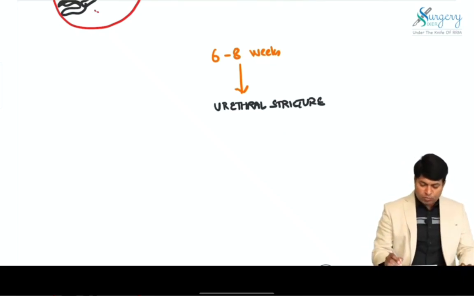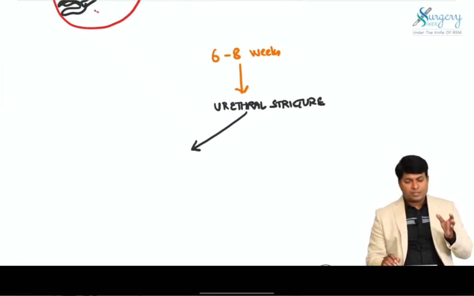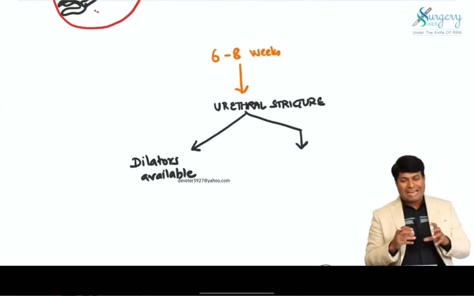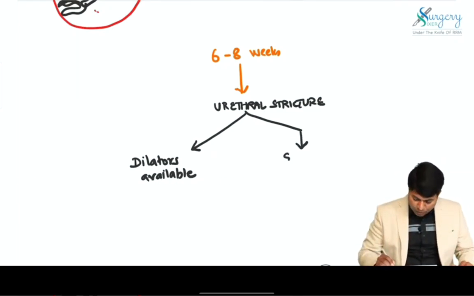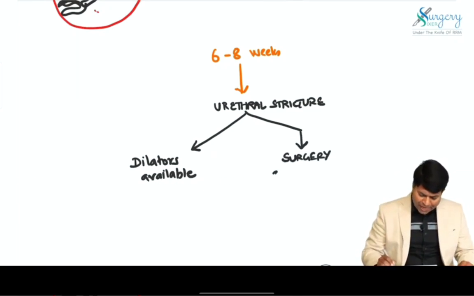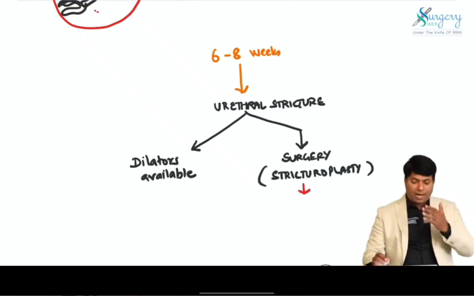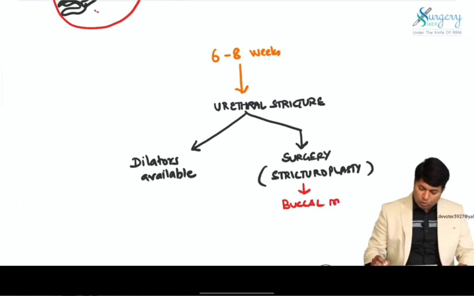If it is a short, small stricture, we can dilate it; dilators are available for small and short strictures. If the stricture is multiple and long, we cannot do dilatation. Such patients we will do surgery. What surgery is done? The surgery is known as stricturoplasty. We open that strictured area and reconstruct the urethra by using what flap? A buccal mucosal flap will be used.